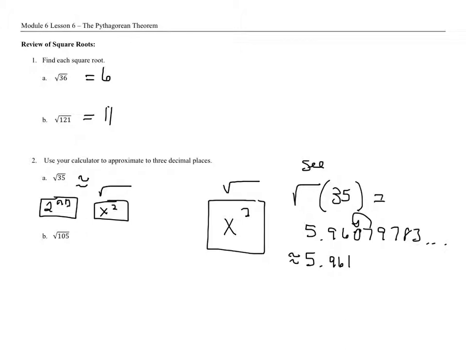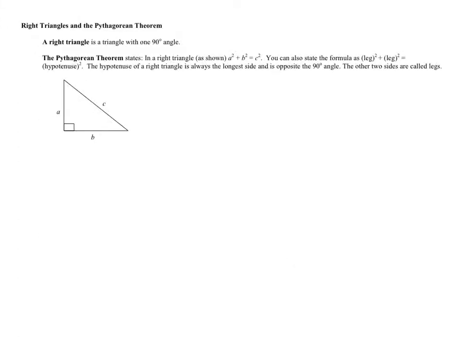Same thing, square root of 105. This is going to be approximately 10.246950077, yada, yada. 3 decimal places. The 9 makes the 6 go to a 7. Ta-da! Next step. All right, now we're going to talk about the Pythagorean theorem, and it states this.